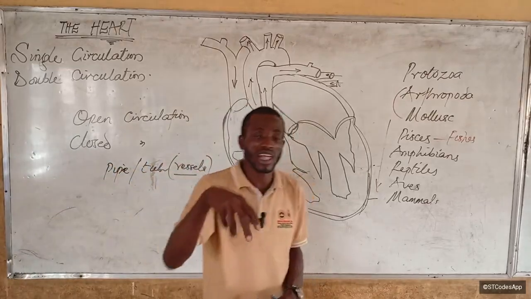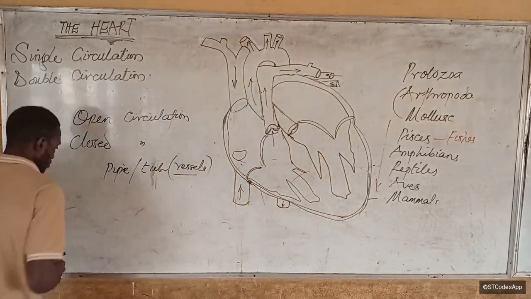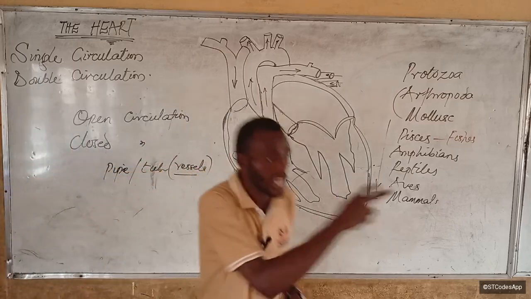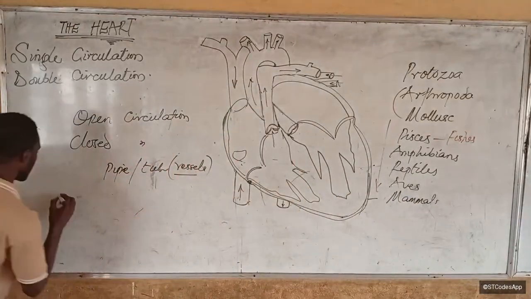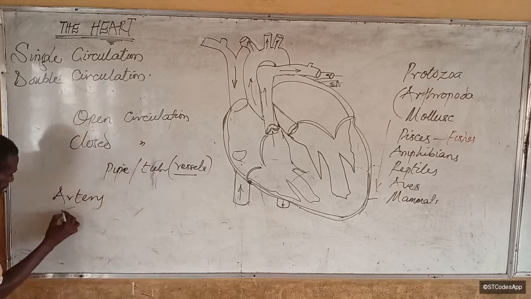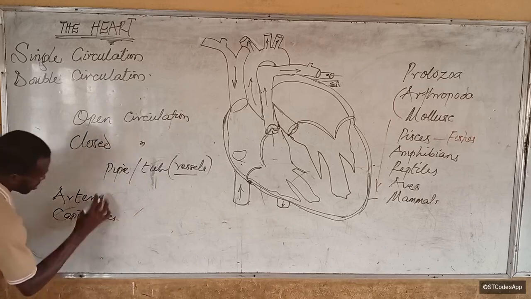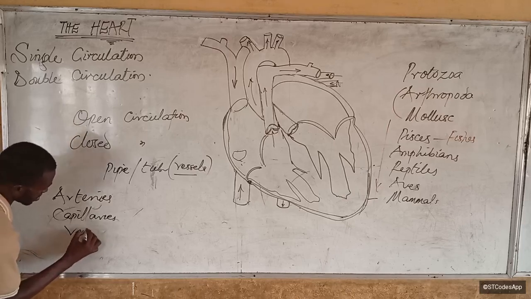Now, in order for us to understand this, let's quickly know something. The connection between those tubes is in three systems. We call one system the arteries. We call the next system the capillaries. The arteries, the capillaries, and the veins.